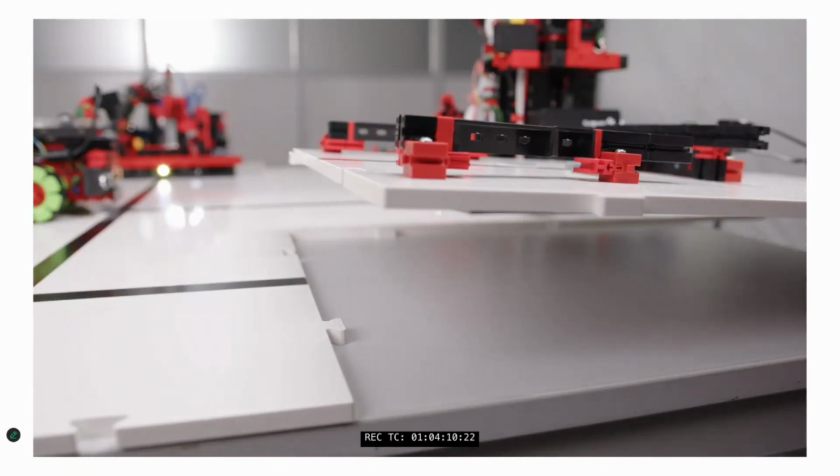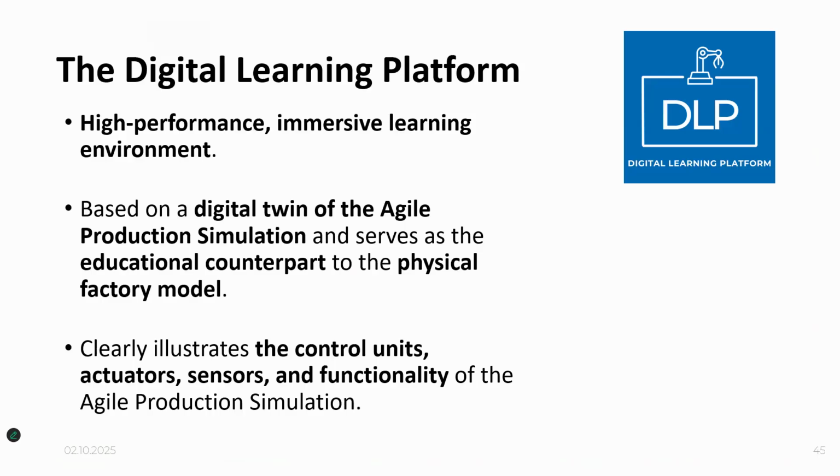And here you see how the pieces of the APS model come apart, so they can again be stored in the case or wherever. So moving right along, another very important aspect of the APS model, which I touched upon, is the inclusion of a digital learning platform. The digital learning platform is a high-performance, immersive learning experience, based on a digital twin of the Agile Production Simulation model. And it really serves as the educational counterpart of the physical factory model.